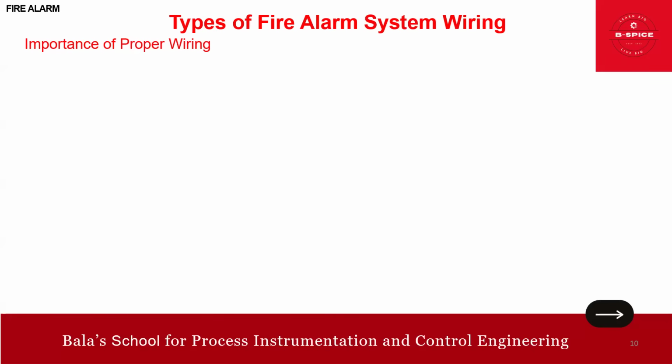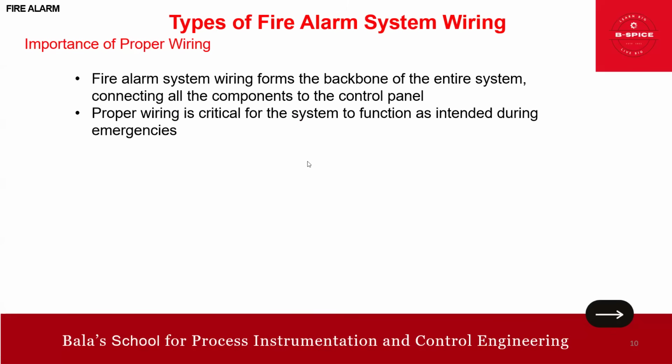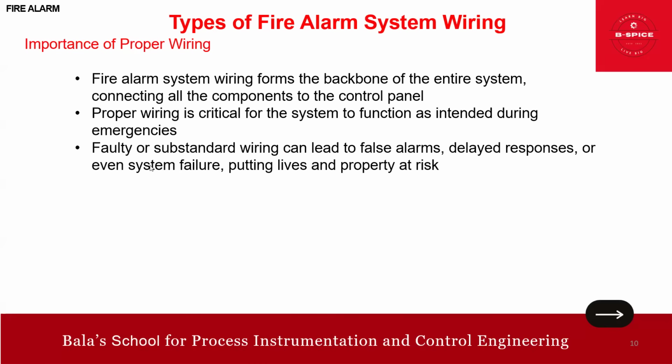Let us go with the first topic, the importance of proper wiring. Fire alarm system wiring forms the backbone of the entire system, connecting all the components to the control panel. So proper wiring is of course very critical for the system to function. Faulty or substandard wiring can lead to false alarms, delayed response, or even system failure, putting lives and property at risk, isn't it?